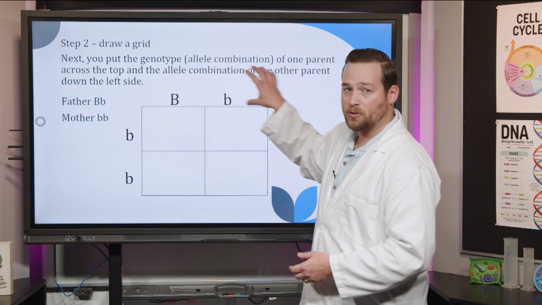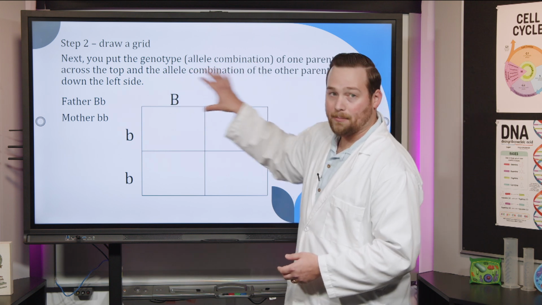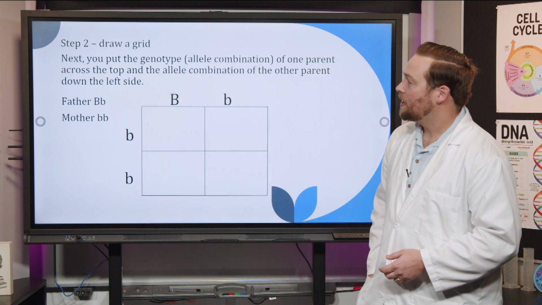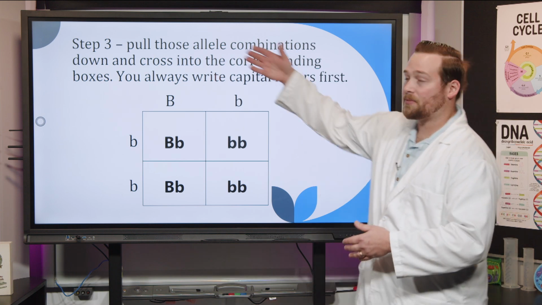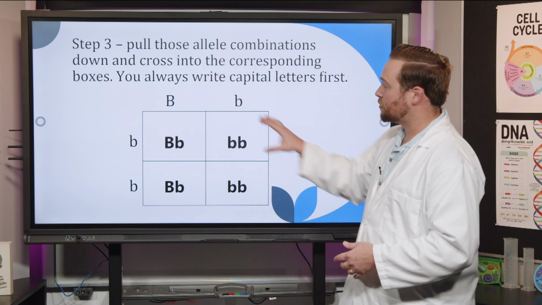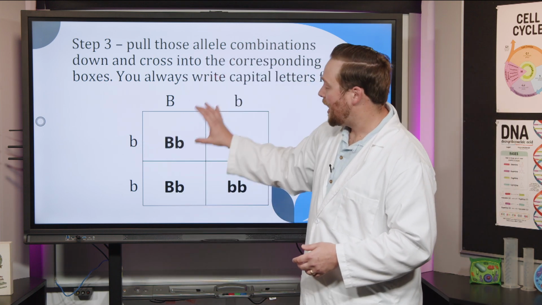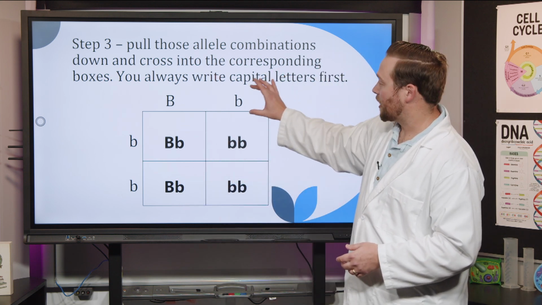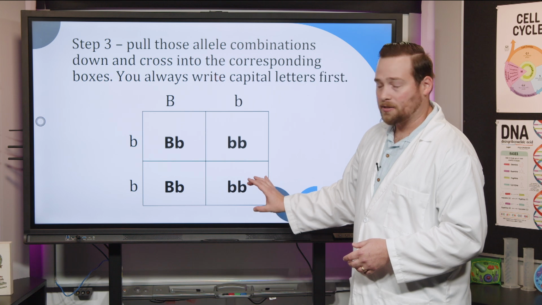Okay, so these represent different gametes. These are 2 gametes, these are 2 gametes. Then you just fill in, you pull them down and you pull them across. So what I did was I took that big B and I put it in the 2 boxes below it. And I did the same thing with the little b over here. I took that little b and I brought it down into those 2 boxes.